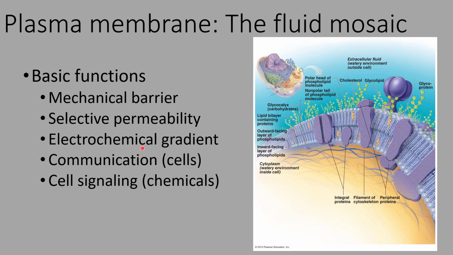A chemical gradient means that there is more of a substance in one area than another. Maybe out here there's a lot of sodium, and in here there's not a lot of sodium. Or maybe out here there's a lot of glucose, and in here there's not a lot of glucose. Those are chemical gradients. Electrochemical gradients is a way of combining those two things. Maybe there's more sodium with a positive charge outside the cell, and there's less sodium with a positive charge inside the cell.